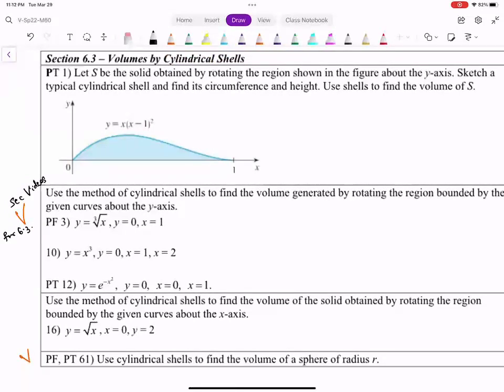Number 1 is similar to the problem that we did just now. In fact, we found the point of intersection in the earlier problem. In problem number 1, the points of intersection are given already. So let's try number 12 here.